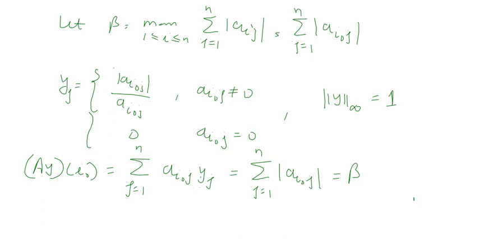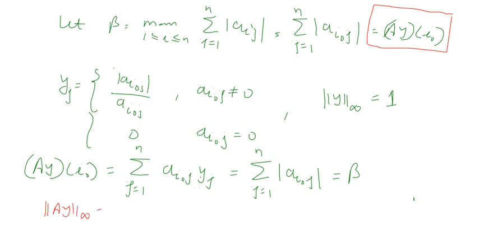Okay, what this implies is beta equals a y at I naught. This implies this is equal to a y of I naught, where y_j is equal to this. Right. So how do you show that, for some y, the norm of a y infinity is actually equal to beta?